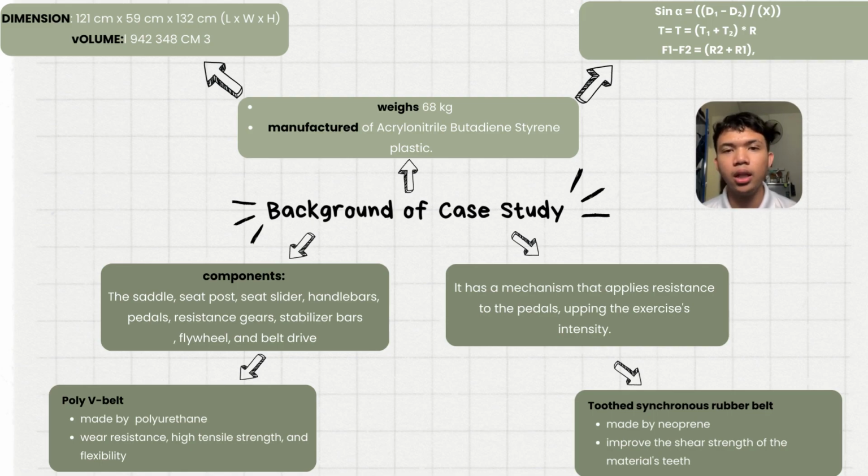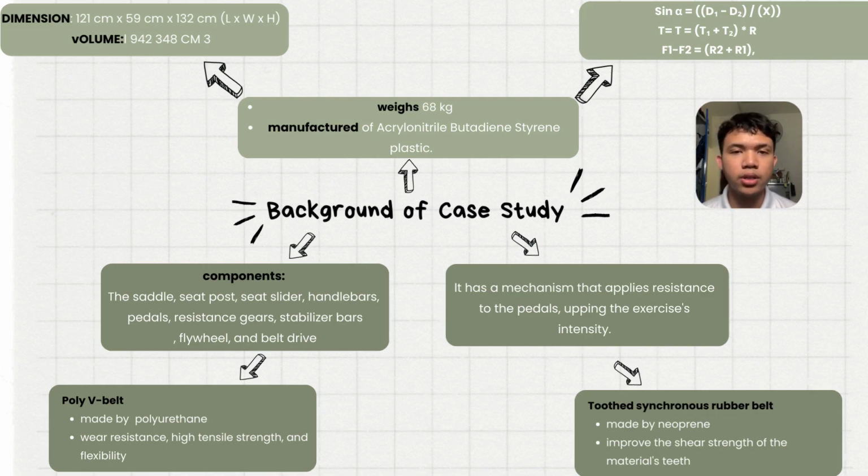The belt can be divided into several parts, which is the poly-V belt. It is made of polyurethane and offers wear resistance, high tensile strength and flexibility. Next is the toothed synchronous rubber belt, which is made of neoprene. It can improve the shear of the material. Plus, this bike has a mechanism that applies resistance to the pedals.